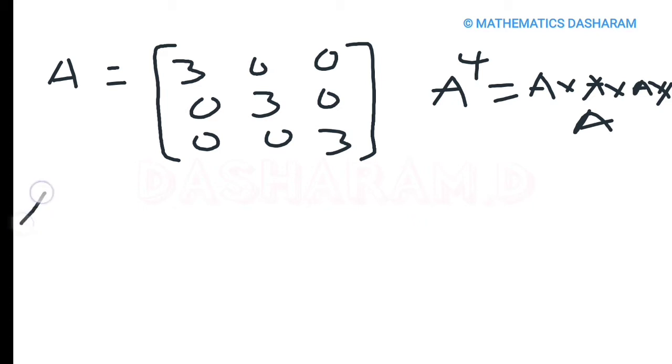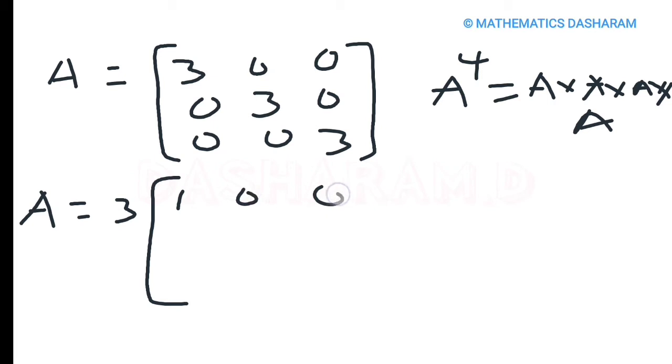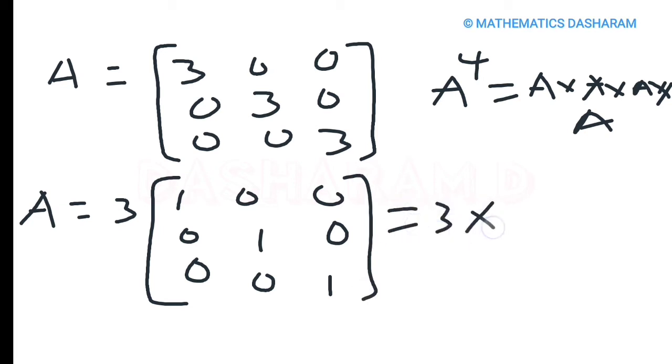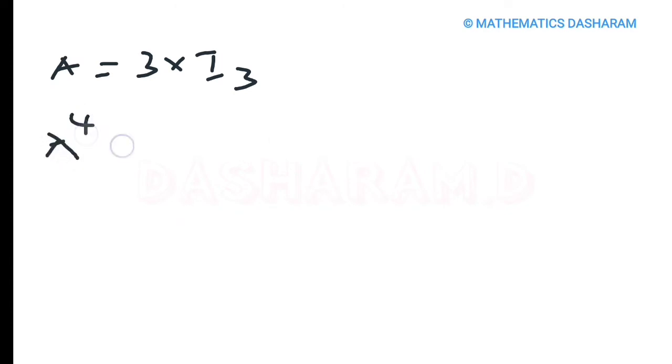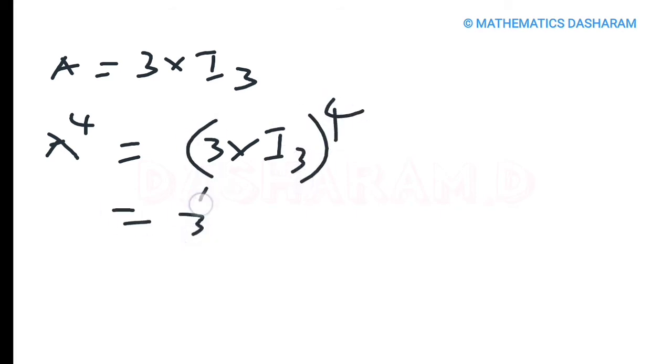So instead of that, what I am doing here, the given matrix, we can take the 3 common. So 1 0 0, 0 1 0, 0 0 1. Now 3 into 1 0 0, 0 1 0, 0 0 1 is exactly the identity matrix of order 3 by 3. So now find A to the power of 4. That means 3 into I3 all to the power of 4. Now 3 to the power of 4 into I to the power of 4.